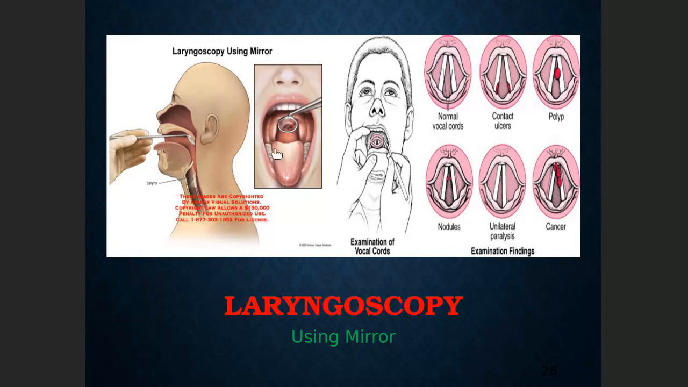Looking in the mirror, what do you look at? The vocal cord. Ask the patient to say E to see the mobility of the vocal cord. Look for any abnormality like polyp, nodule, ulcer, mass, cancer, or abnormal movement of the vocal cord. I will show you other abnormalities in the second lecture, but here you are looking for the normal structure. If you have any abnormal finding, you need to pick that up.